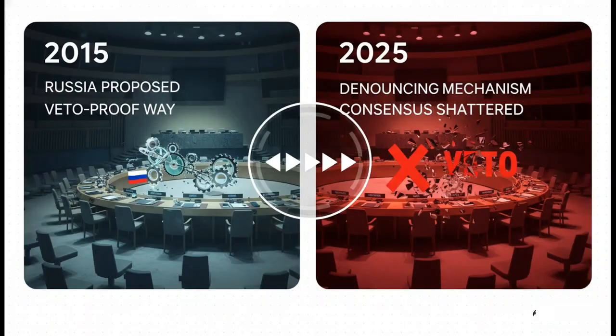And here's where it gets kind of ironic. Russia, of all countries, was the one that actually came up with the snapback idea back in 2015. They saw it as this really clever, veto-proof way to make sure the deal was enforced. But fast forward 10 years, and they're calling the very same mechanism legally flawed. I mean, the original agreement was just completely shattered.